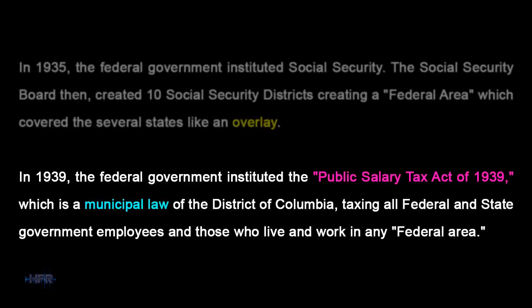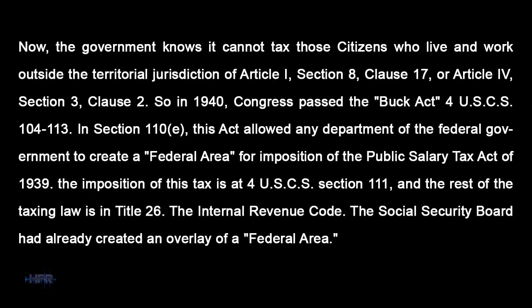In 1939, the federal government instituted the Public Salary Tax Act of 1939, which is a municipal law of the District of Columbia taxing all federal and state government employees and those who live and work in any federal area. Now the government knows it cannot tax those citizens who live and work outside the territorial jurisdiction of Article 1, Section 8, Clause 17, or Article 4, Section 3, Clause 2. So, in 1940, Congress passed the Buck Act, Title 4, United States Code Services, Sections 104 through 113.